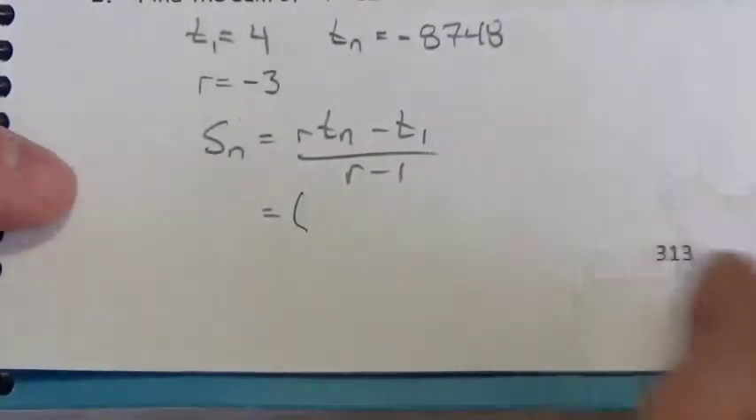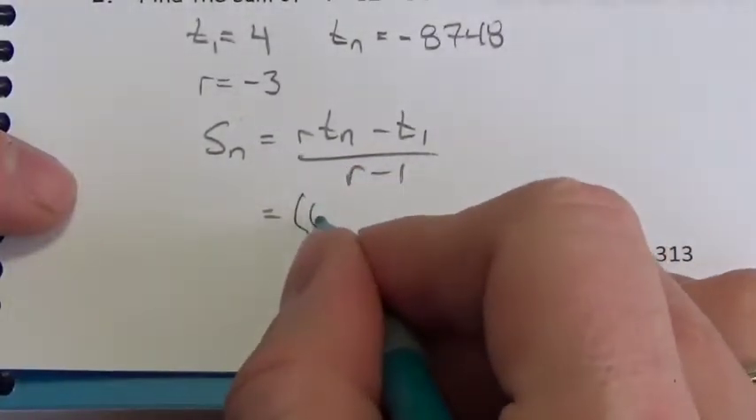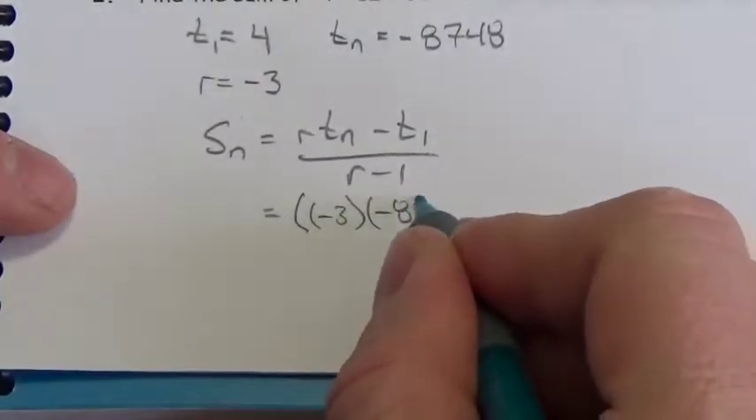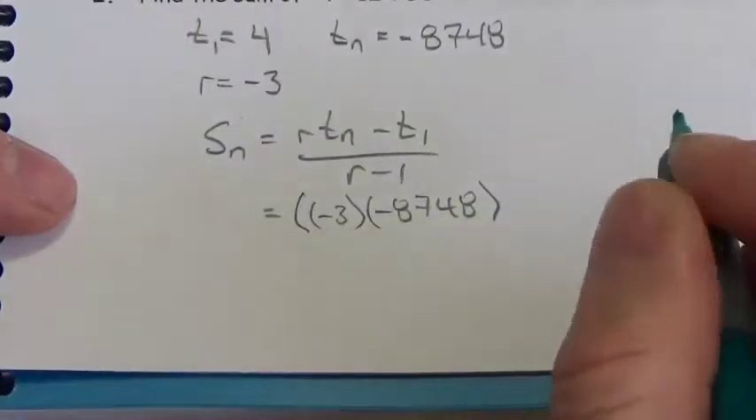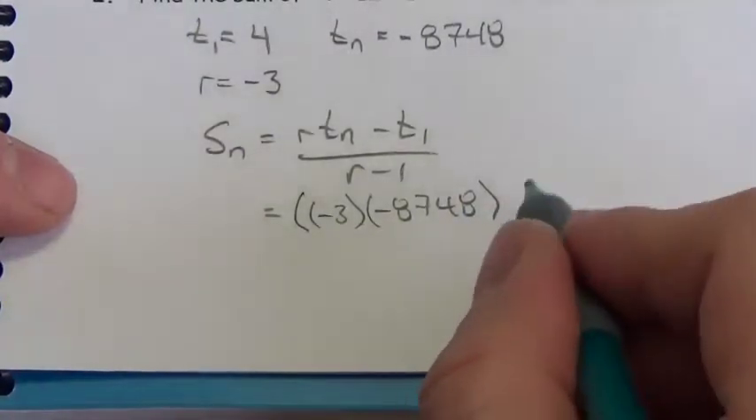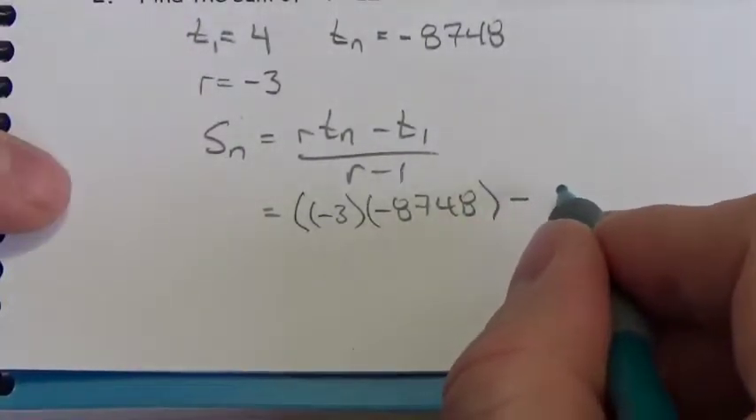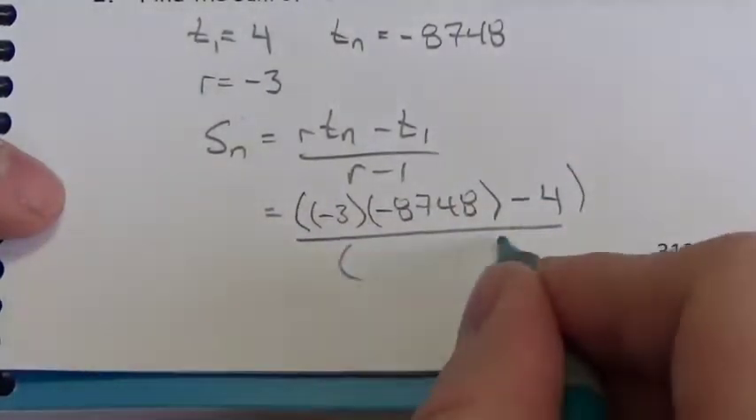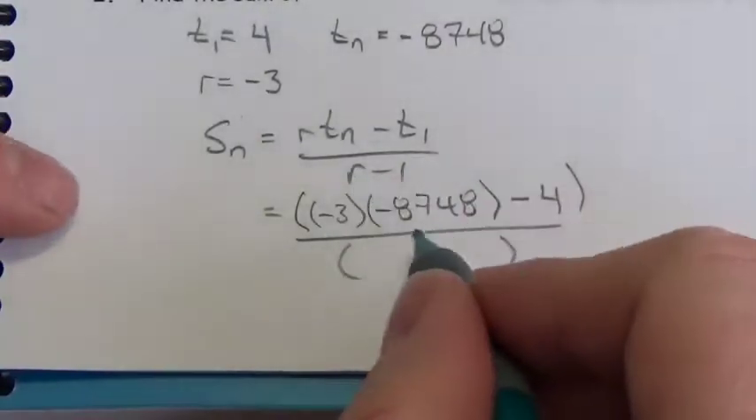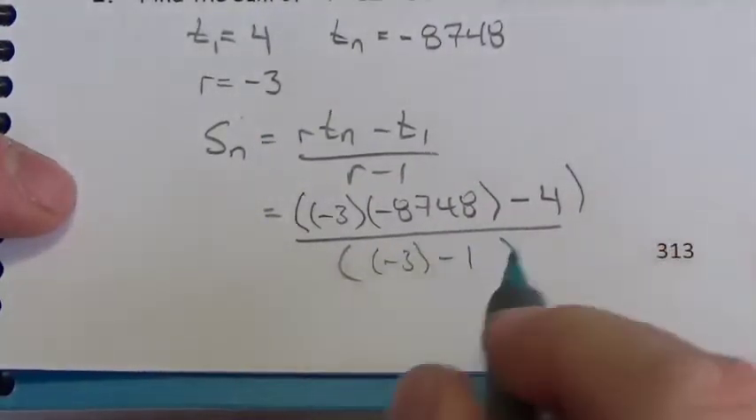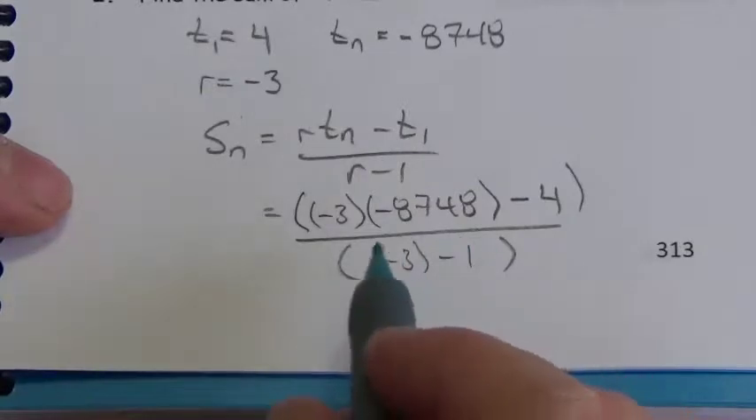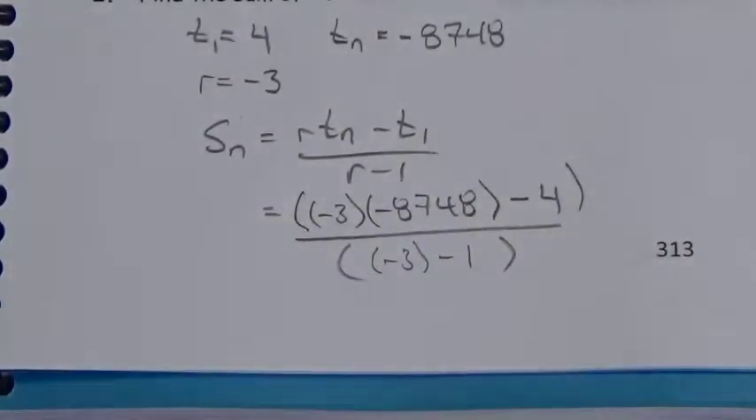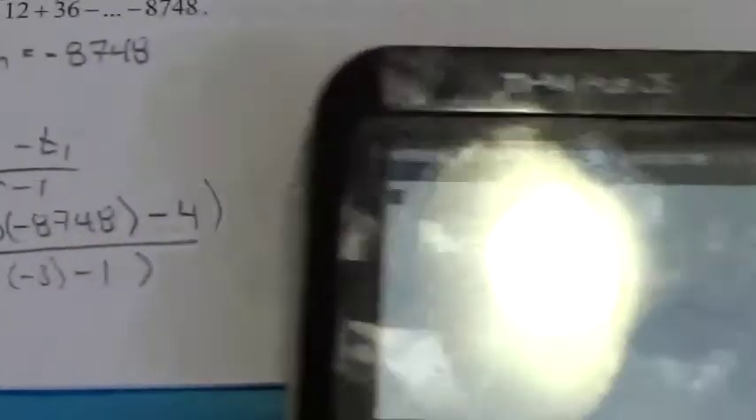So parentheses around the numerator, parentheses around the r, and then parentheses around that negative 8,748, because I've got to make sure I'm treating those negatives correctly. Minus T1, now T1 was just 4, so I'm okay with that, divided by brackets around the denominator, and then negative 3 minus 1. Now down here in the denominator, it's not so important that I put that negative 3 in parentheses, but let's just be consistent here. So now, let's go to our calculator.